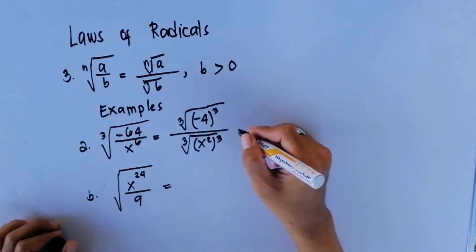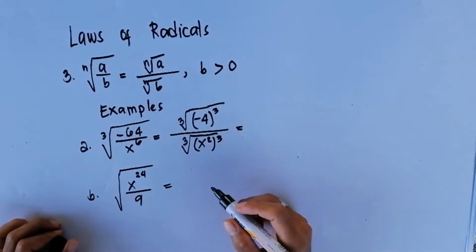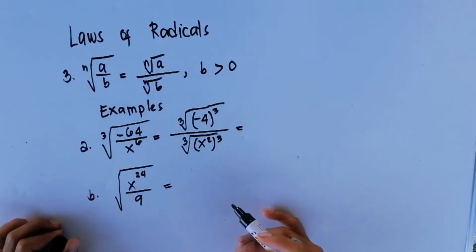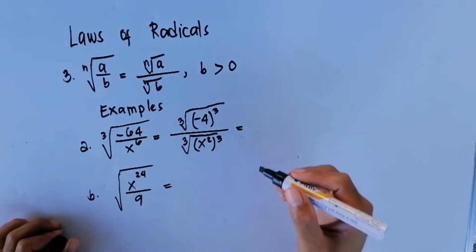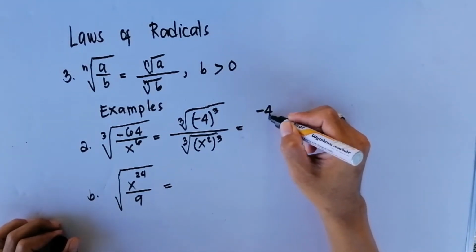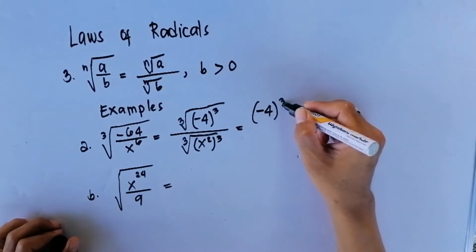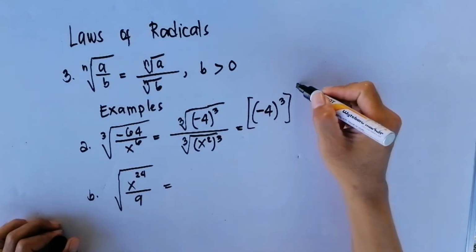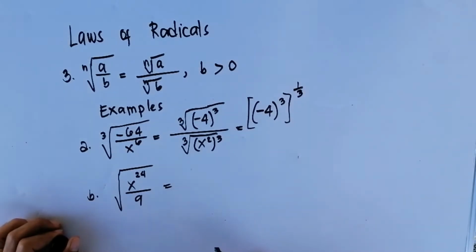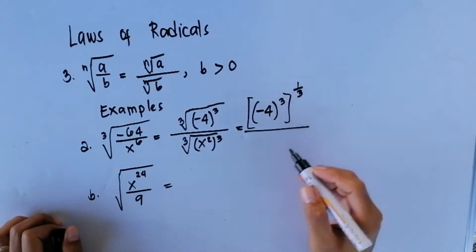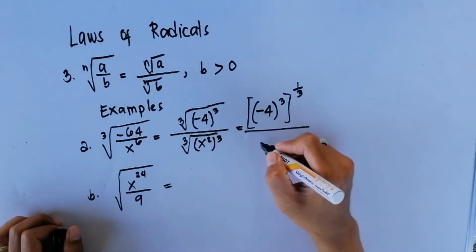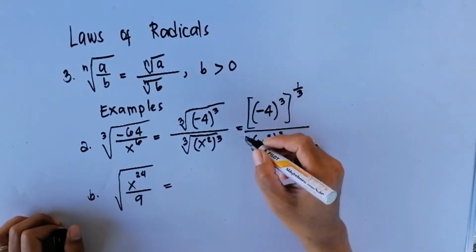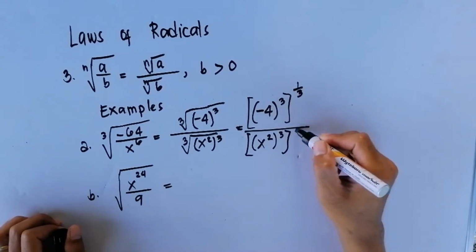Okay, simplify. So the cube root of negative 4 raised to 3, from radical to exponential, that is negative 4 raised to 3 and raised to 1/3, over x squared raised to 3 and raised to 1/3.